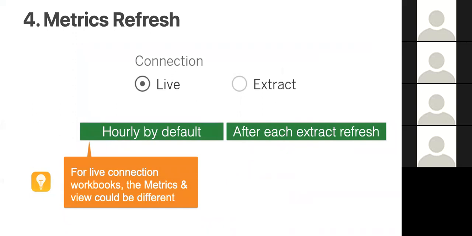All right, let's talk about refresh. Metric refresh. Why do metrics render so quickly, instantly? Because it just gets very tiny data and refreshes. If the view is a live connection, the metric refreshes hourly.